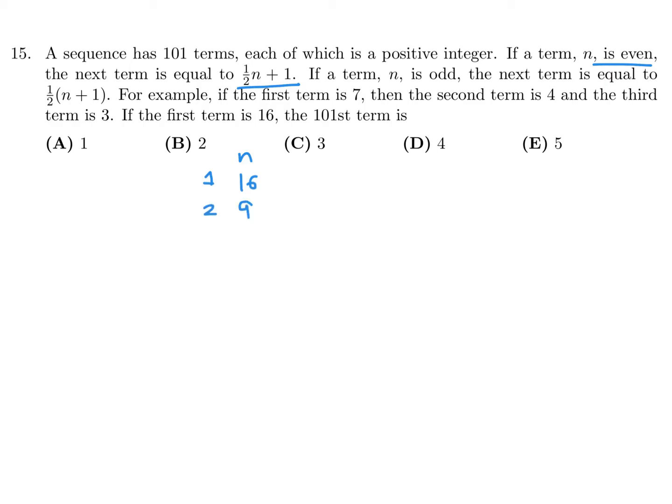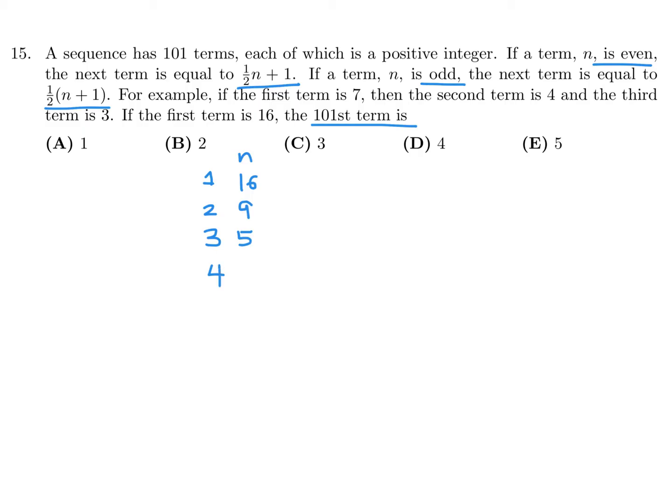Got it? Okay, so now let's figure out the third term. This term 9 is odd. So we're going to have to use this formula. So it'd be (9 plus 1) divided by 2, which I believe is 5. Okay, so obviously, I sincerely hope we're not going to have to go all the way to the 101st term doing this, but I think there's going to be some sort of pattern, and we can just extrapolate that pattern.